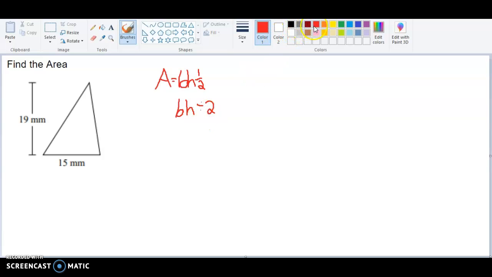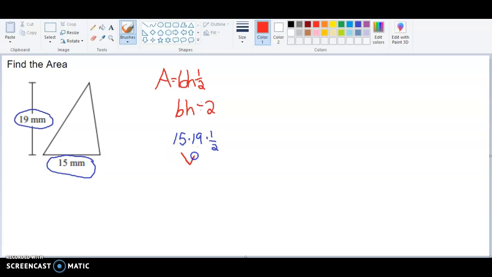Okay? If I'm looking over here, my base is going to be 15, and the line that's perpendicular, that makes a right angle to it, is 19. All right? So I'm going to go ahead and do 15 times 19 times 1/2. Okay? I would pause, give myself a minute, and do the problem.